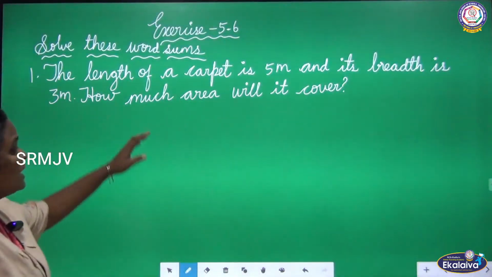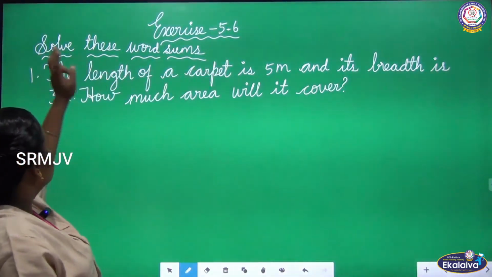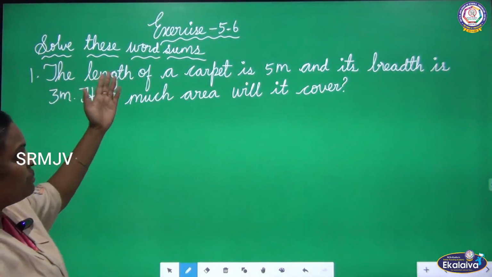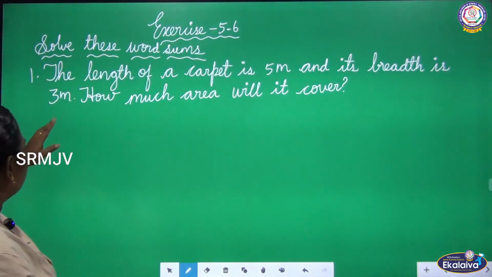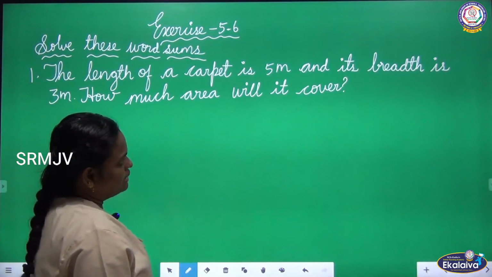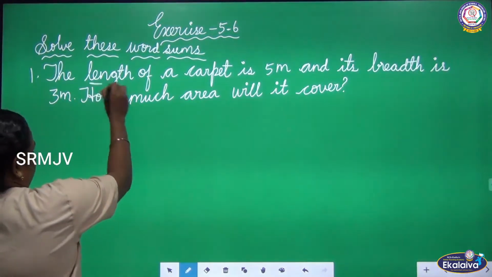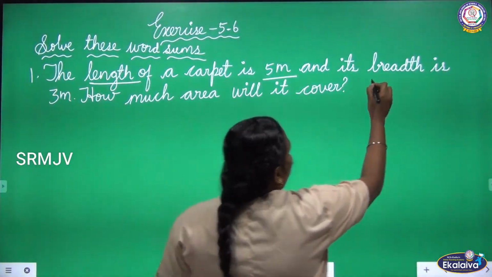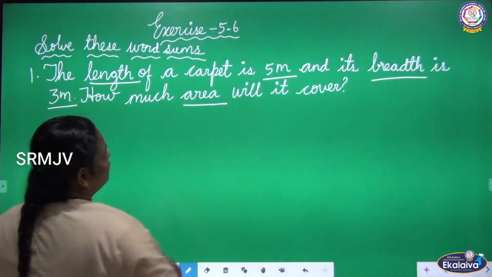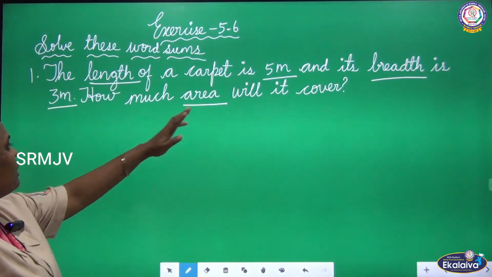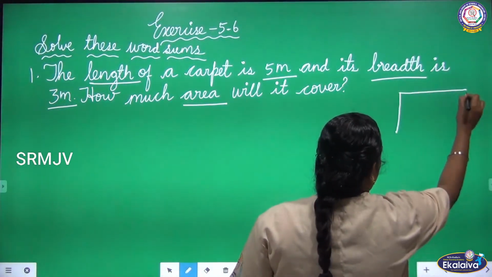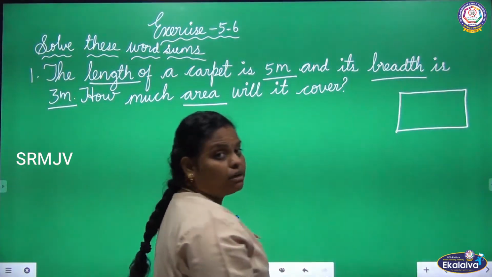Next one, exercise 5.6, solve these word sums. So we are going to do perimeter and area word problems. The length of a carpet is 5 meter and its breadth is 3 meter. How much area will it cover? So they have given length and then breadth. So area of the carpet, they have given carpet. So we are going to find out the area.